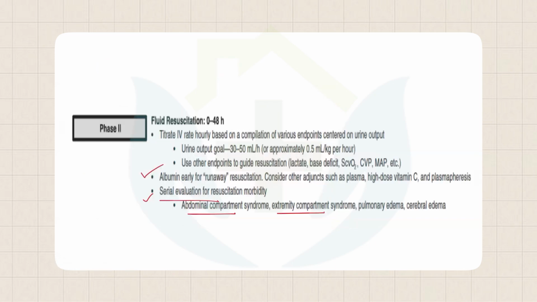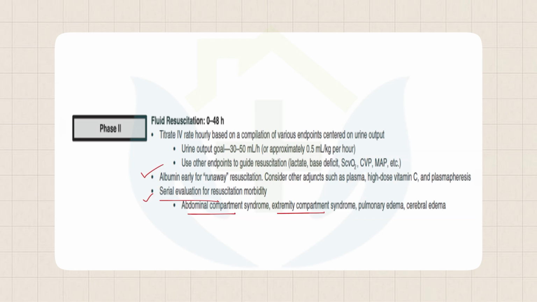After the initial resuscitation phase is over, you are coming to fluid resuscitation in the second phase, like after the initial, in the second or the third day. There it is mostly dynamic and individualized. There is no hard and fast rule. You have to look at the urine output. You have to maintain 30 to 50 mils per hour of urine at least.